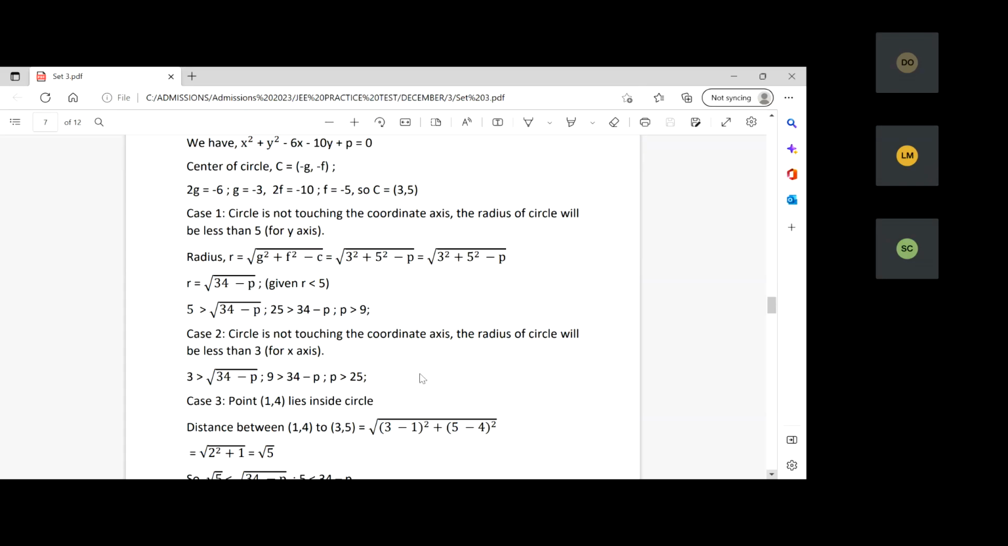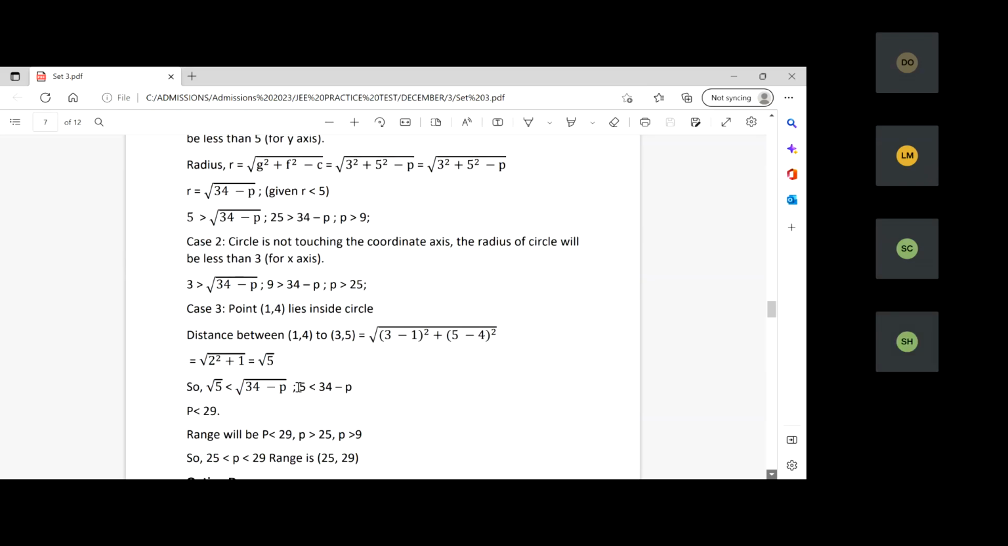That is okay. Now the third condition, which most of the students forget to consider, is that the point (1, 4) lies in the circle. So again, you have the two points. You can calculate the distance between them. It's just 3 minus 1 whole square plus 5 minus 4 whole square. So it will be root 5. So what will the value be? Root 5 is less than root of 34 minus p.